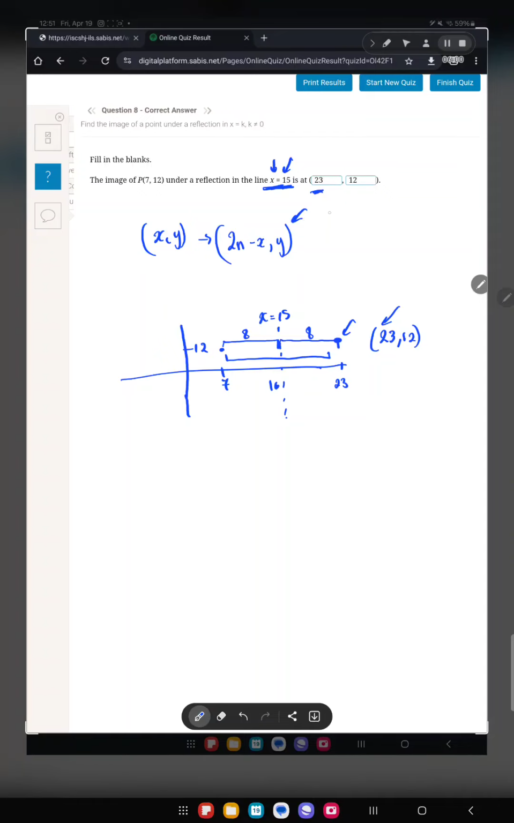Or if you want to use the formula, you can do this. 2n means just multiply 2 by the x = number. It's always x = n, so it will be 2 times 15. That's what I mean by 2n. So 2 times 15 minus the original x, 7, comma, y. So it will be 30 minus 7, comma 12, which is (23, 12).